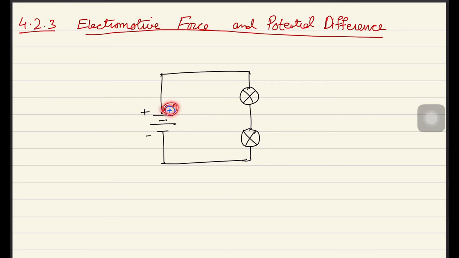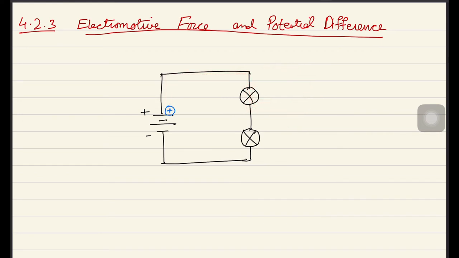Now look, this is the charge. It is starting from the positive terminal of the battery. It started from here and moved to this particular point, okay? And after some time, it moved from this point to this point. So this positive charge has moved through bulb number one. The amount of work done that we have to apply on this positive charge in order to move from, let's suppose, position A to position B is called the potential difference.